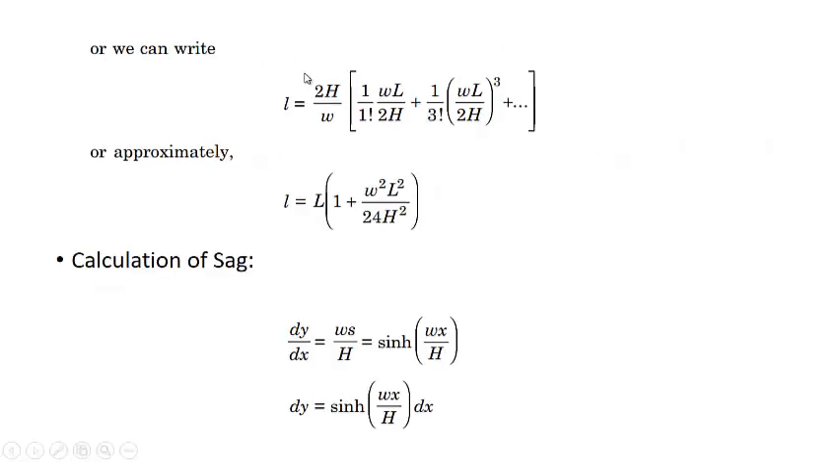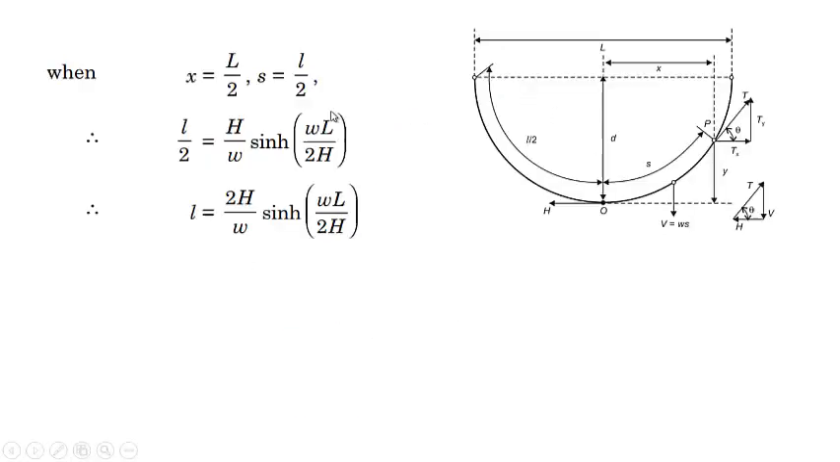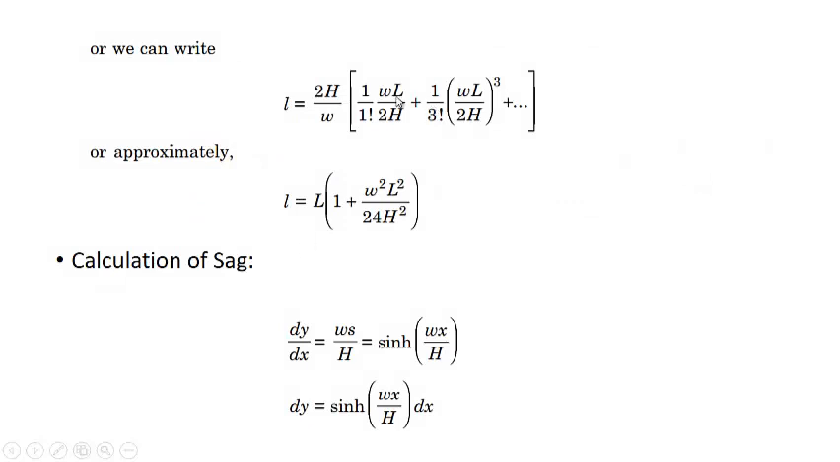Or we can write L is equal to twice h by w, that is the same. When we expand this term, it will be 1 divided by 1 factorial WL by 2h plus 1 by 3 factorial WL by 2h whole cube plus all other higher terms. So we'll neglect all other higher terms. When we multiply this, h and h will cancel out, w and w will cancel out, 2 and 2 will cancel out. It will be only L.